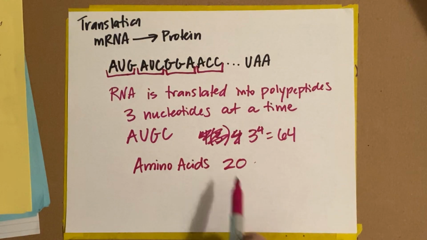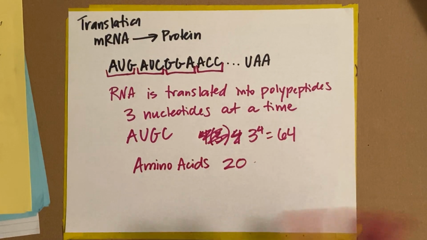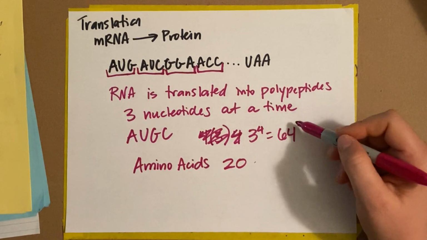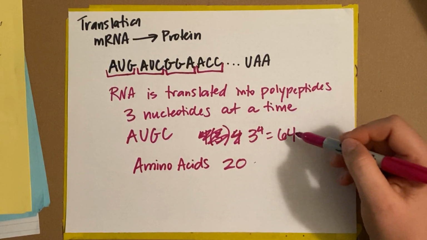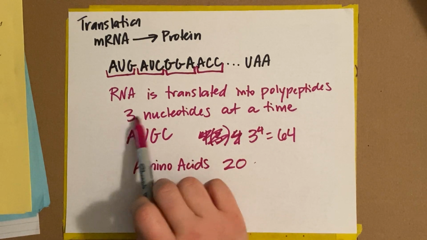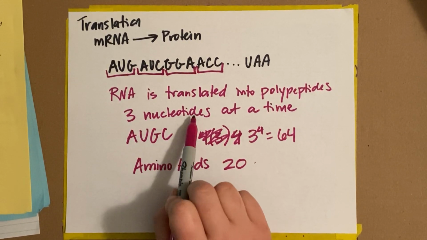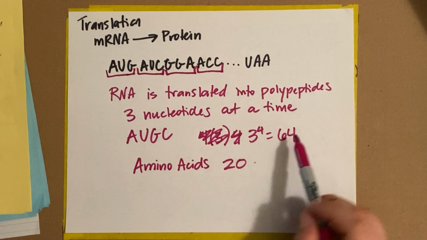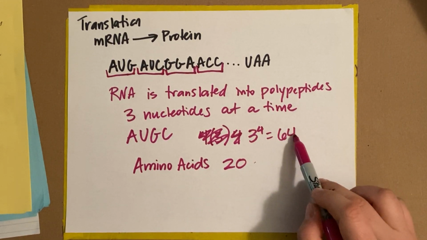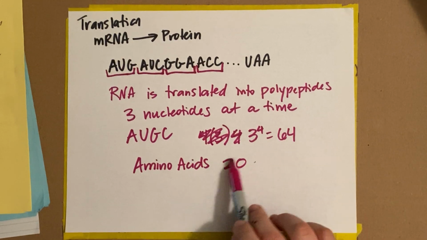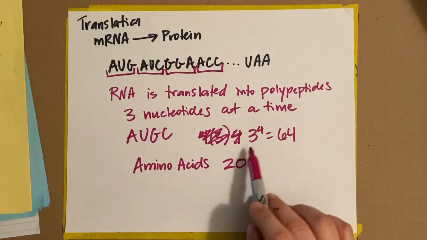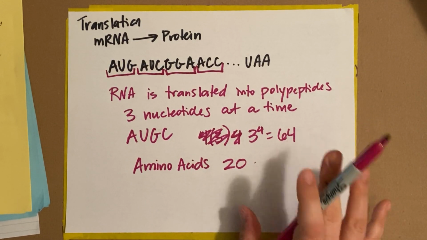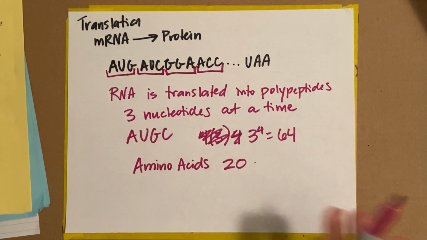We don't need to know the names of all of them or anything like that, but there are 20 of them. And so 3 RNA nucleotides are going to correspond with the 20 amino acids. Now you're going to notice that there are 64 different combinations of the letters and only 20 amino acids. So there is going to be some redundancy built into this system.